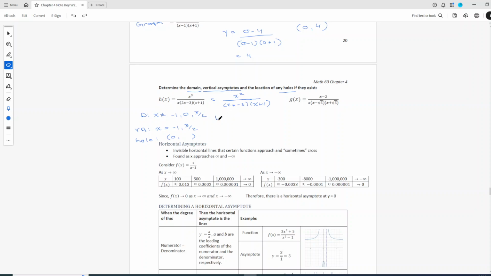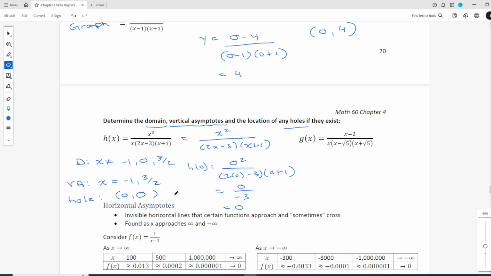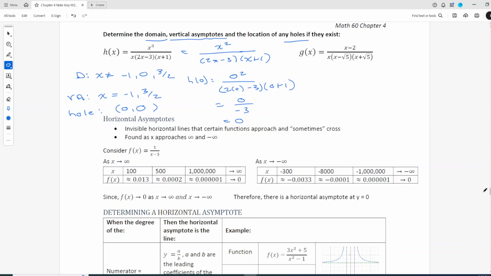H at 0. And I'm going to go 0 squared, so into your simplified function. 2 times 0 minus 3 times 0 plus 1 is going to give me 0 over, who cares, -3 times 1, -3. I get 0. So this graph would have a hole at 0, 0. And again, if you want to check it, you're going to plug this into Desmos, and then you are going to scroll in, and you'll notice that there is a hole when x is equal to 0.